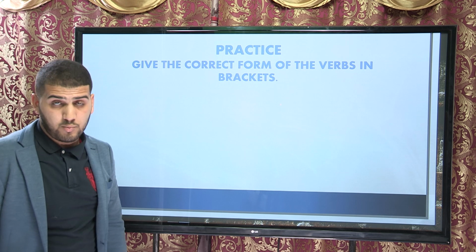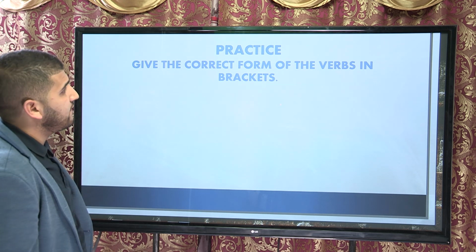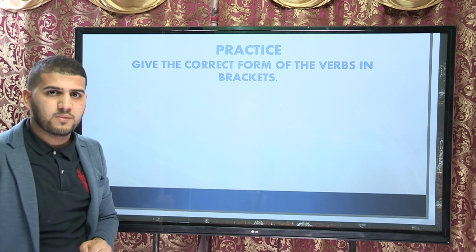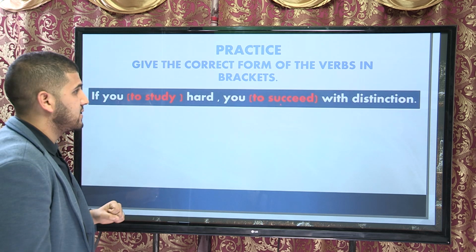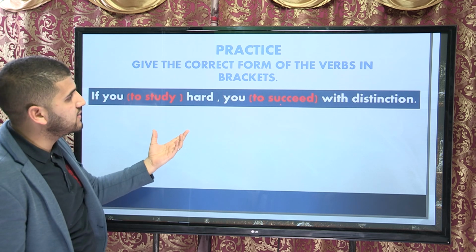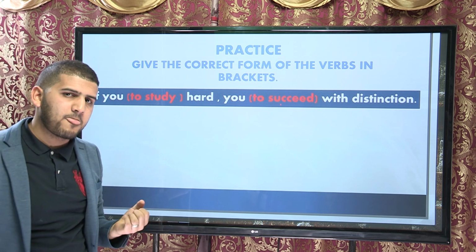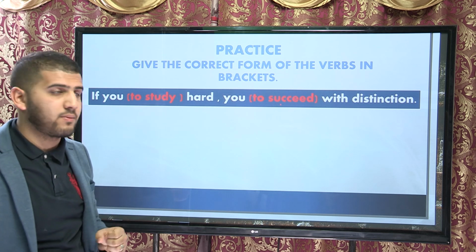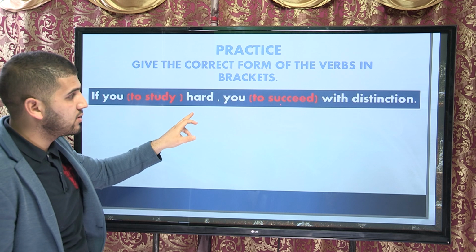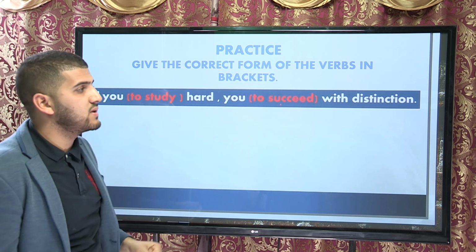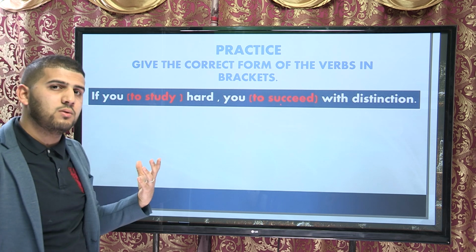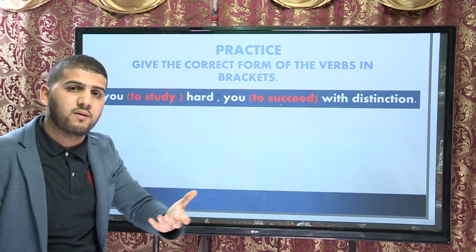Okay, let's move on to practice. Now, give the correct form of the following verbs in brackets. So, in order to solve this exercise, you need to determine whether the sentence is in type 1, type 2, or type 3. So, if you to study hard, you to succeed with distinction. So, we are in a situation where it's possible in the future.